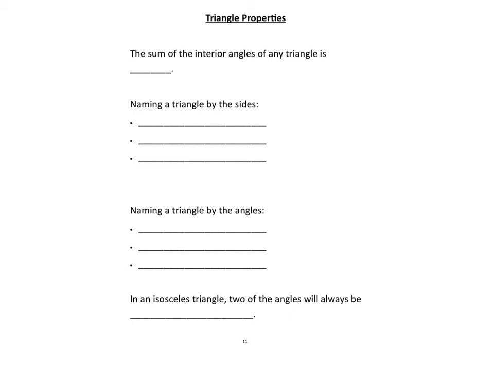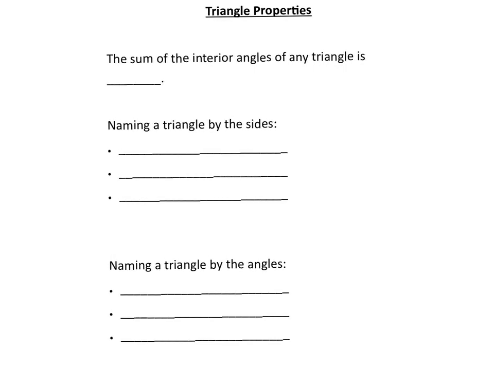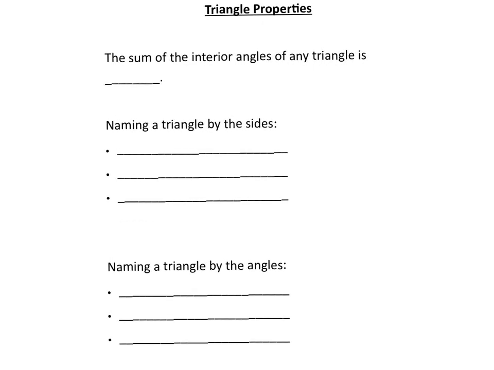All right, now in order for us to move on with our triangle properties, we have to remember a few things. The first is that the sum of the interior angles on any triangle, meaning 3 angles inside a triangle, must have a sum of 180 degrees. So they will always, no matter what kind of triangle they are, have a sum of 180 degrees.